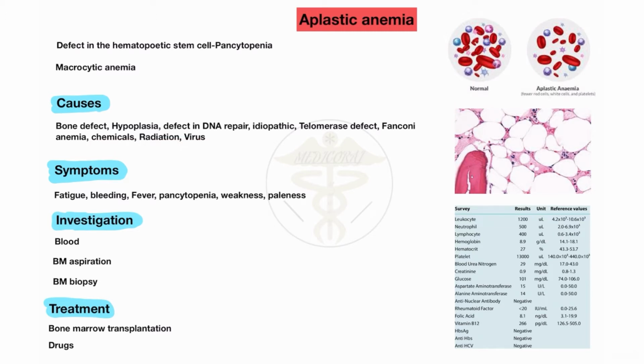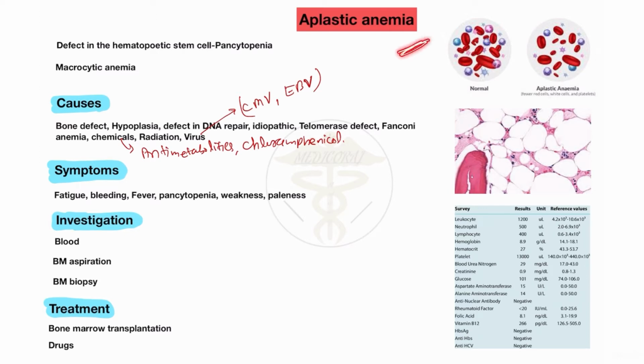Chemicals, like you all know, antimetabolites, and also chloramphenicol. These chemicals cause it. Radiation like UV radiation also causes the aplastic type of anemia. And viruses, you all know, like CMV, cytomegalovirus, and EBV, all these viruses cause the aplastic type of anemia. When this viral infection occurs, then the patient has aplastic anemia because in this case the number of RBC decreases and the size of RBC also increases.